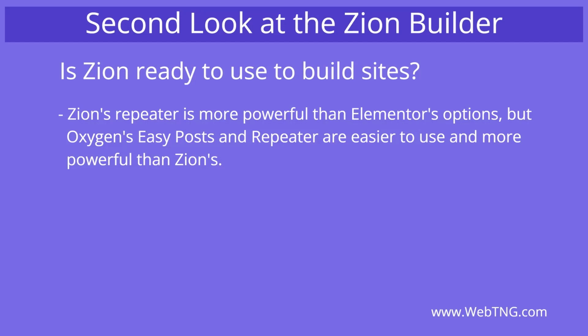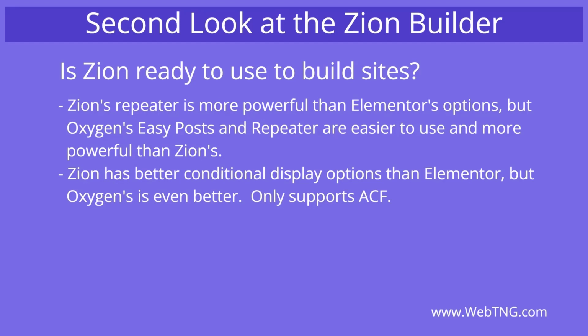However, both the Oxygen Easy Posts and repeater elements are easier to use and more powerful than the Zion repeater. Oxygen has a much smoother implementation. The Zion Builder has better conditional display options than Elementor, which, out of the box, has almost none. Oxygen, on the other hand, is more extensive, and there is even an API to add your own. Zion doesn't support as many custom field providers as Elementor or Oxygen. So far, it just supports ACF.